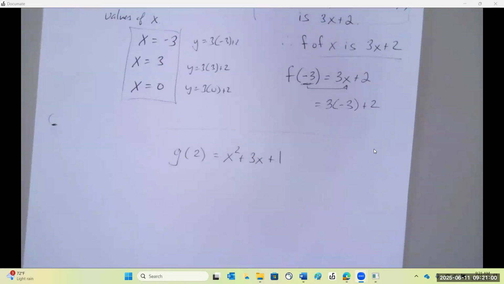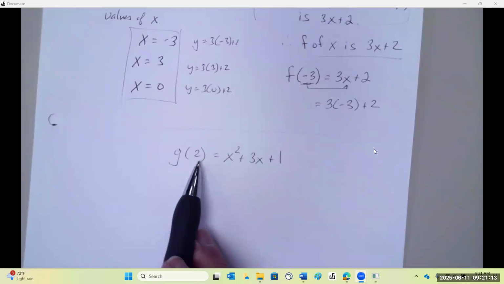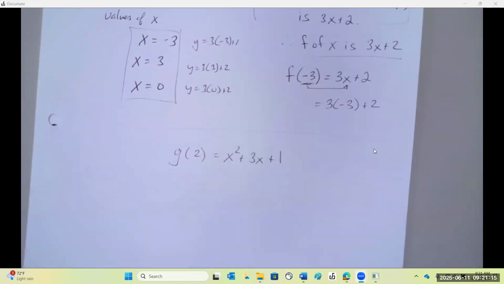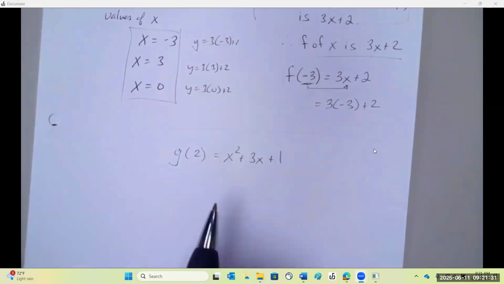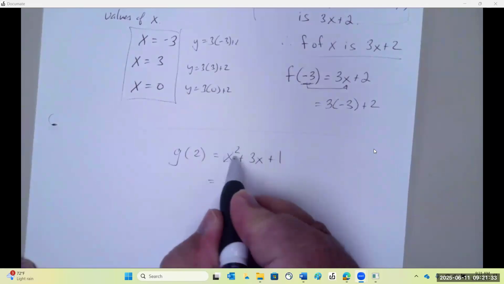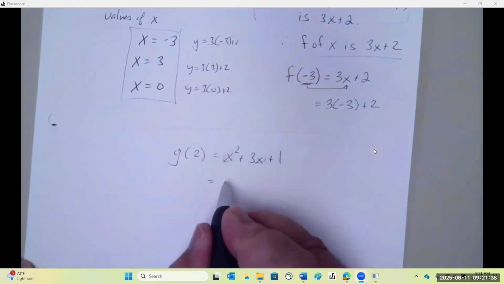Work that one out for me. How would you read that? Yeah. g of 2 is equal to x squared plus 3x plus 1. Remember, mathematics is a language. We have to be able to communicate it in words. But what does this mean now? What does this 2 tell me I have to do? Yep. Any x I see in the equation, I put a 2 in its place.